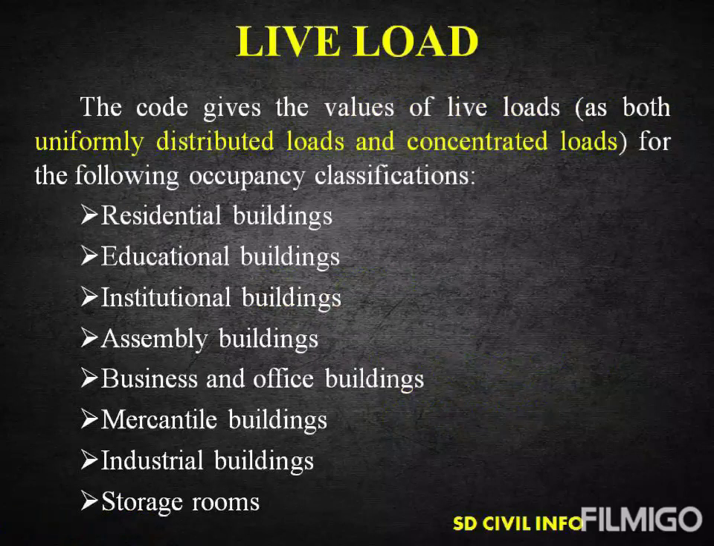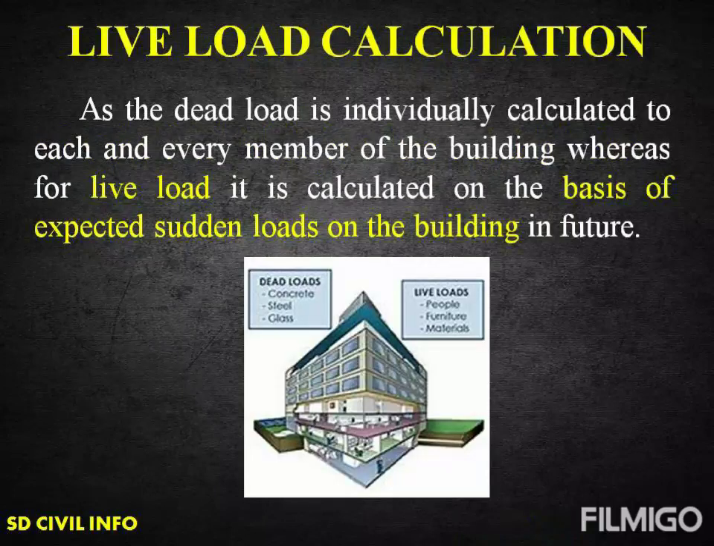These codes give the values of live loads as uniformly distributed load as well as concentrated loads for the following occupancy classifications. They are residential buildings, educational buildings, institutional buildings, assembly buildings, business and office buildings, mercantile buildings, industrial buildings and storage buildings. In case of dead load, the load calculation is based on each and every individual member of the building, whereas for live load, the load calculation is based on expected sudden loads on the building in future.